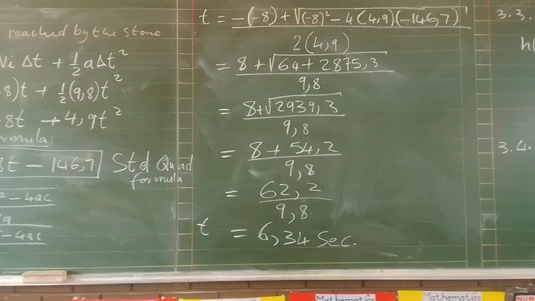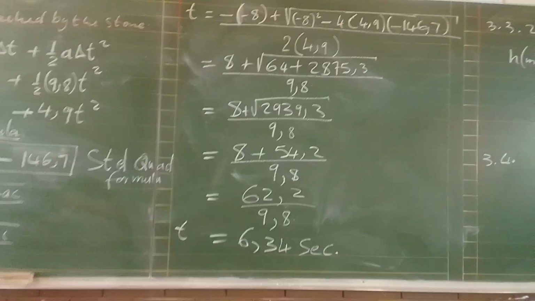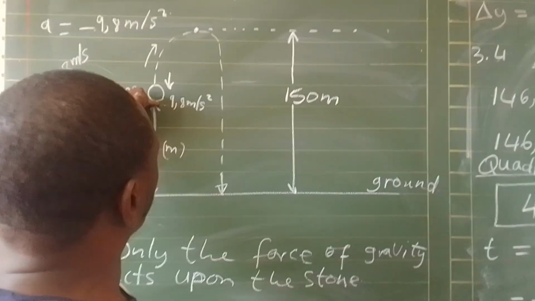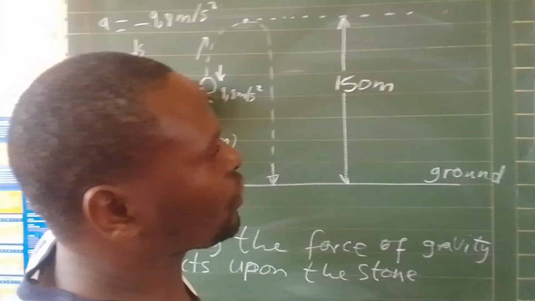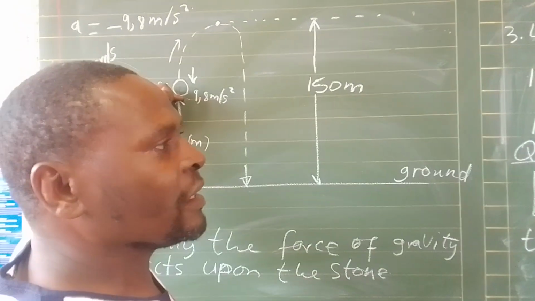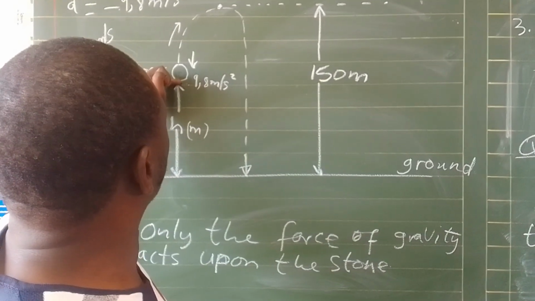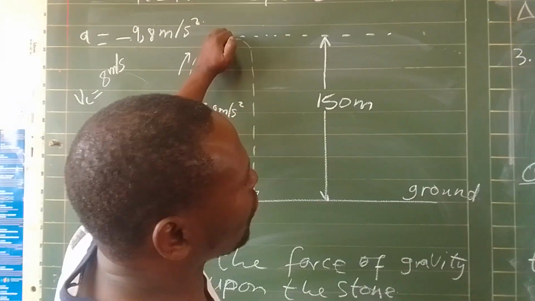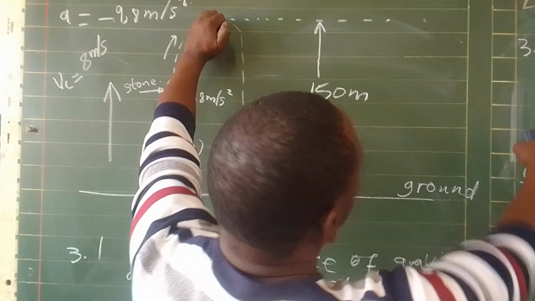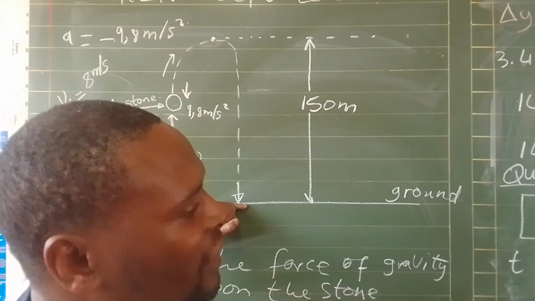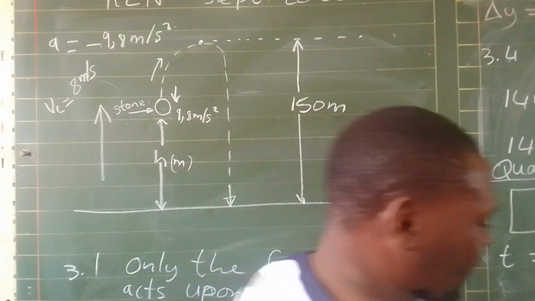So this is the time it is going to take for the stone to travel from the height of H, which we have calculated to be 3.27, up until the maximum height of 146.7, and then come back to hit the ground. It is going to take 6.34 seconds.